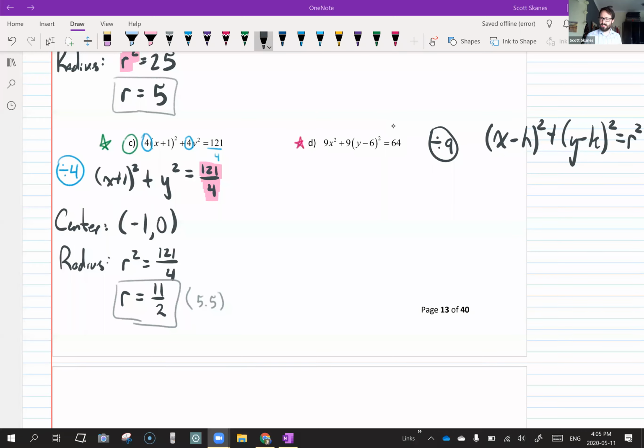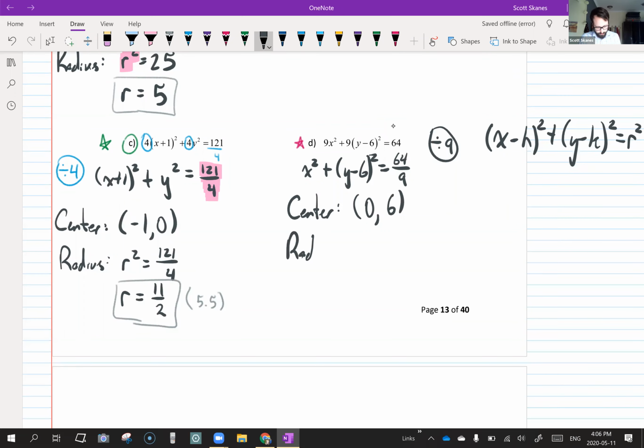Center 0, 6, yeah. So center, well, I can't do this yet. I need to divide everything by 9. So I get this. 64 divided by 9 is 64 over 9. You'll notice they're square numbers. We did that on purpose. Center, just change the number in front of x or behind x. There is no number, and then 6. So Hamza, you got that one.